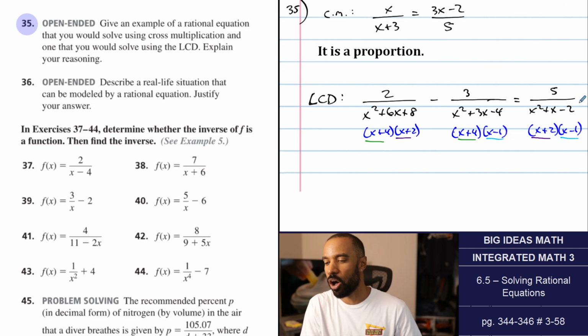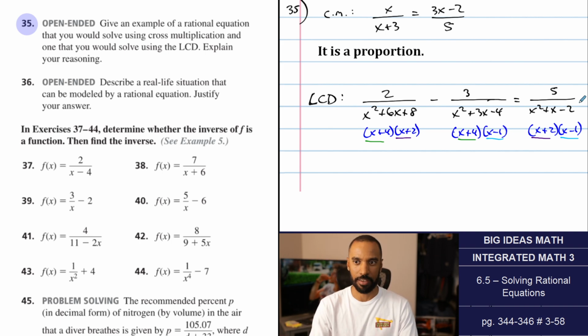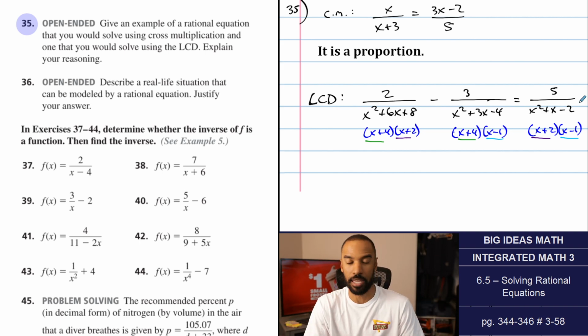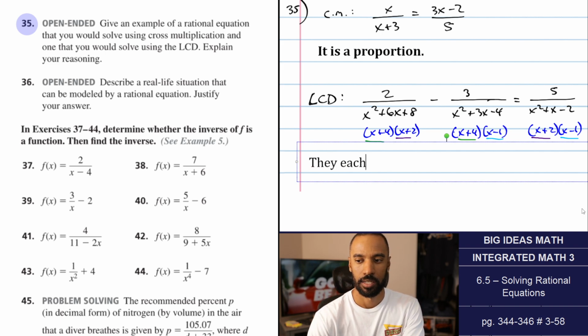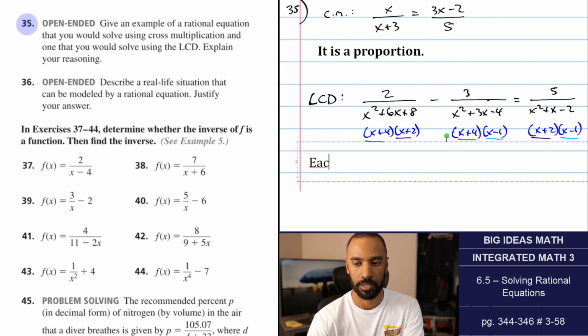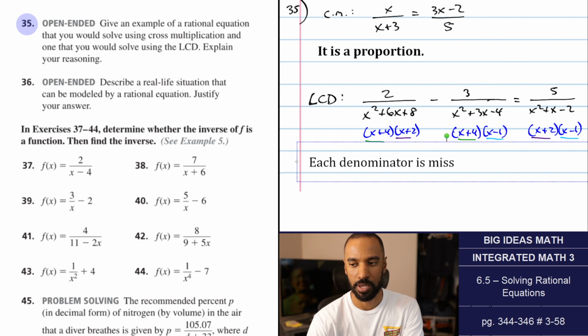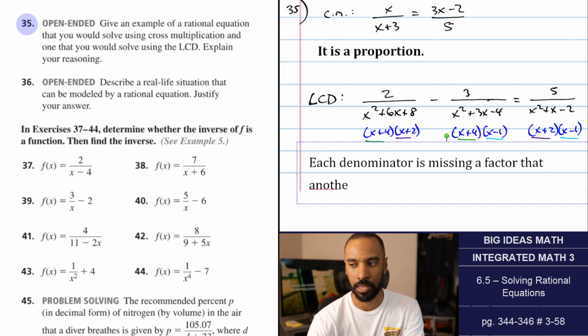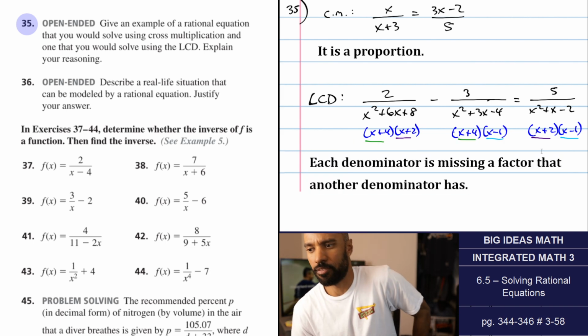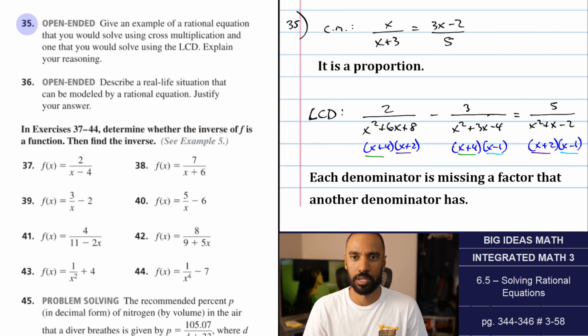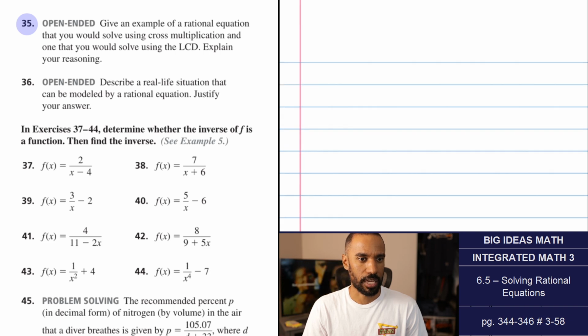So ultimately, they all need something that the other guy doesn't have. I don't know if it's a good kind of answer. It would be an answer. But that would be that one there. It is not a proportion. Each denominator is missing a factor that another denominator has. That's one that I'm definitely not going to make a proportion out of, something like that. I want to do some of these, but it doesn't look like it's showing up yet.